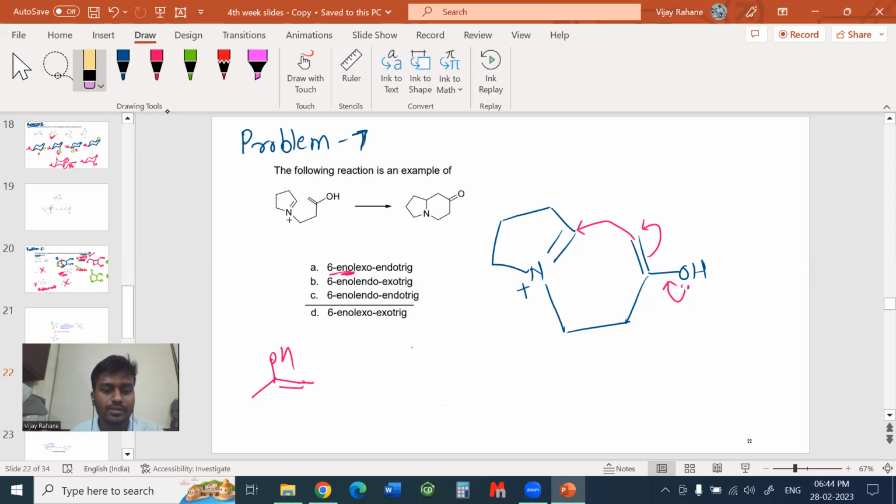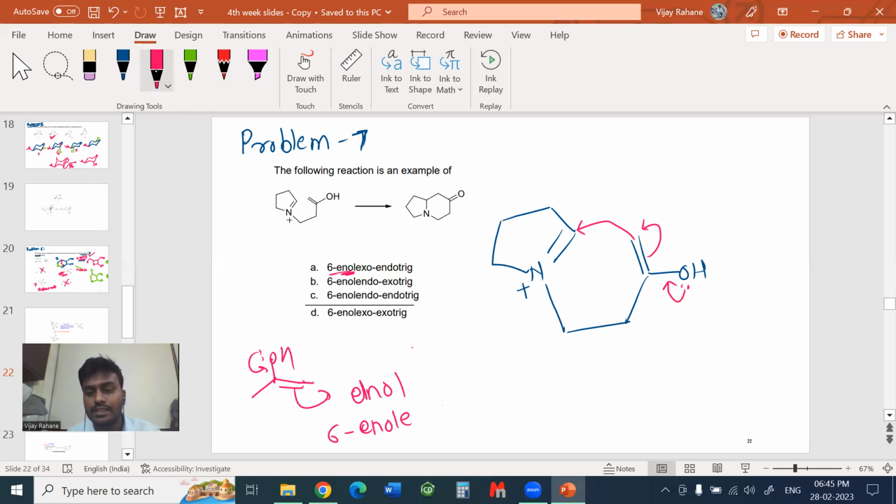Here also you can see this keto-enol tautomerization, right? Because of this, it will be an enol. And how many rings are forming? It is forming by enol tautomerization and attack at this position. So it will be a 6-enol.